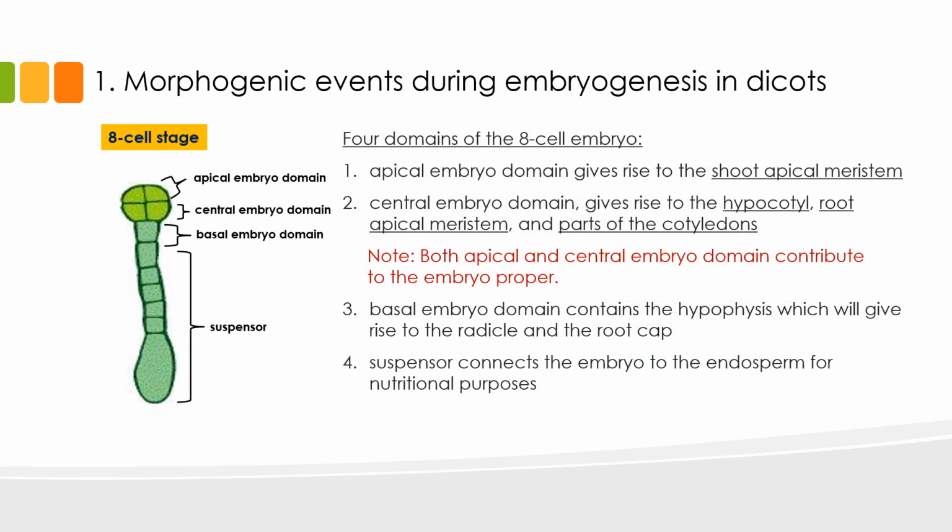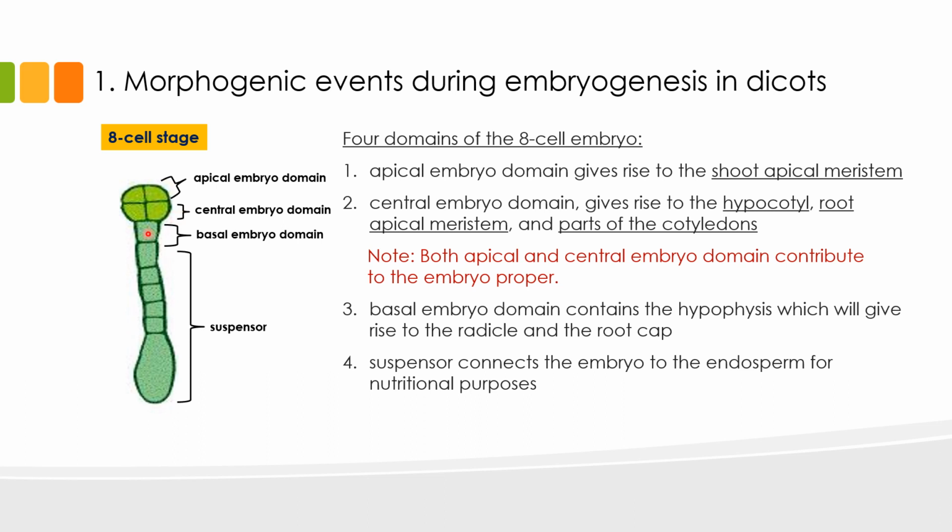During the 8-cell embryo stage, 4 domains are going to be very obvious. What are these 4 domains? We have the apical embryo domain, we have the central embryo domain, we have the basal embryo domain, and then we have the suspensor. The apical embryo domain will give rise to the shoot apical meristem. The central embryo domain will give rise to the hypocotyl, root apical meristem, and parts of the cotyledon. Collectively, the apical and the central embryo domain contribute to the embryo proper.